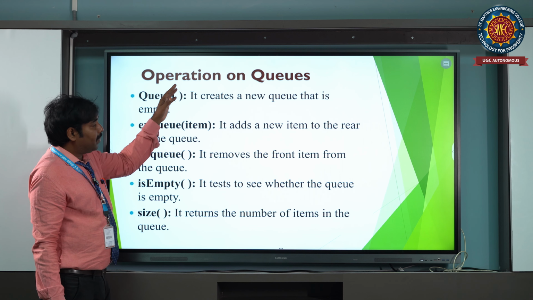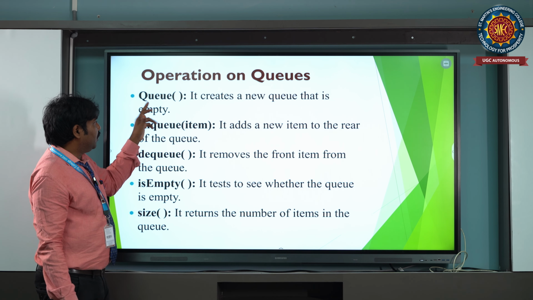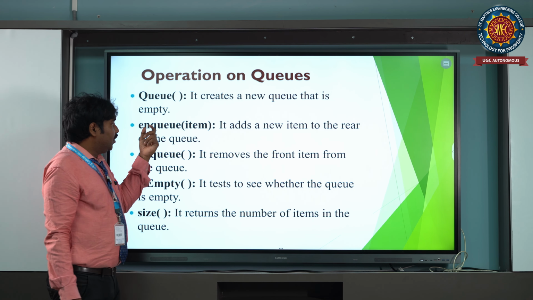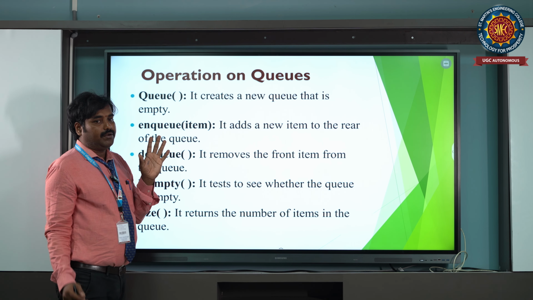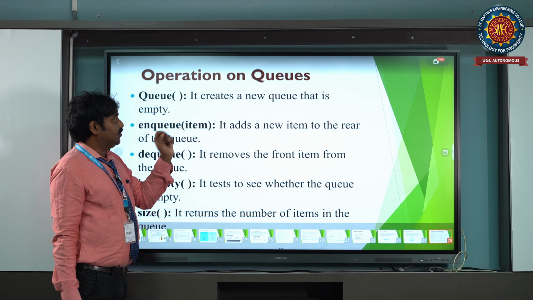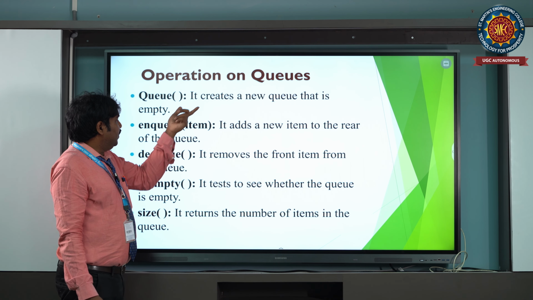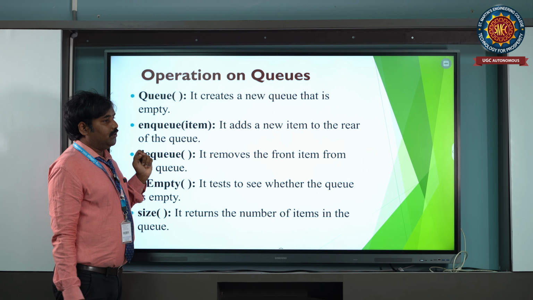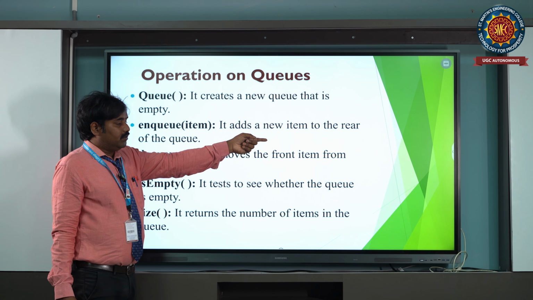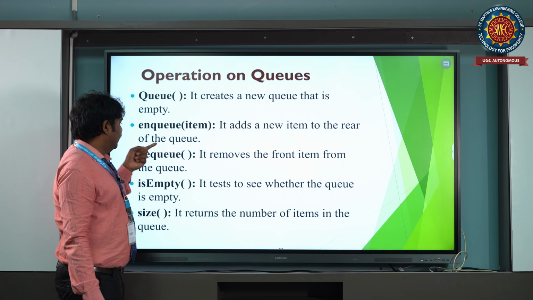Next one is about the operations of a queue. The first operation creates a new queue that is empty. In case there is no queue and we have to keep elements, at that time the queue method is used. This is to create a new queue. By using this method the new queue will come. Then enqueue is used to add a new item at the rear of the queue.